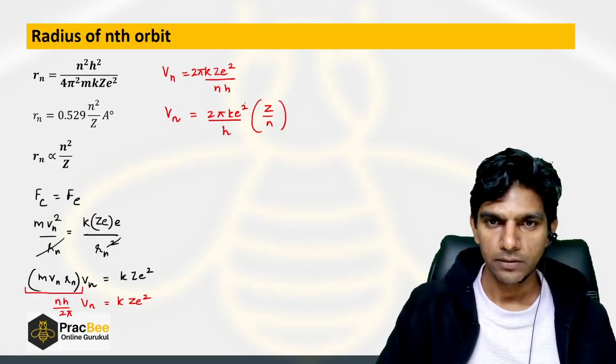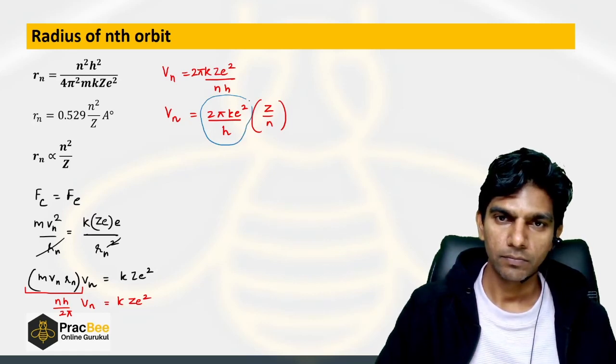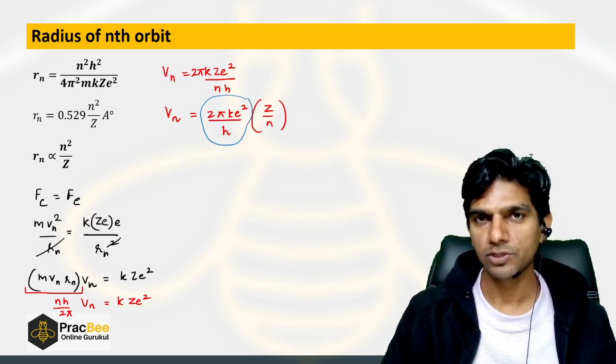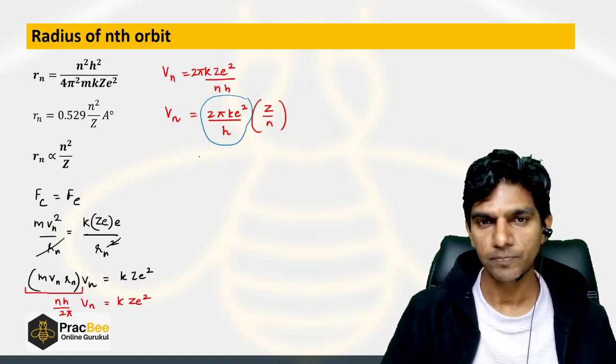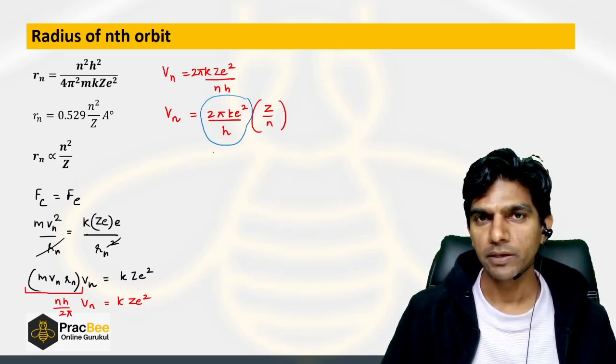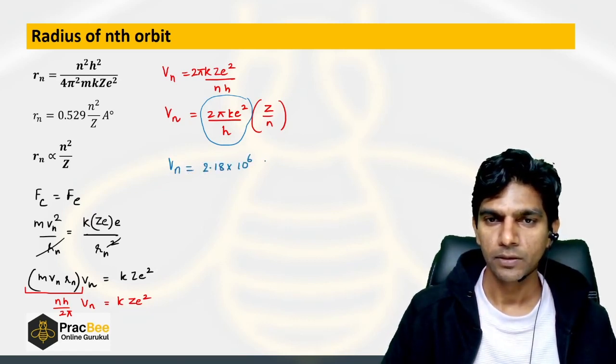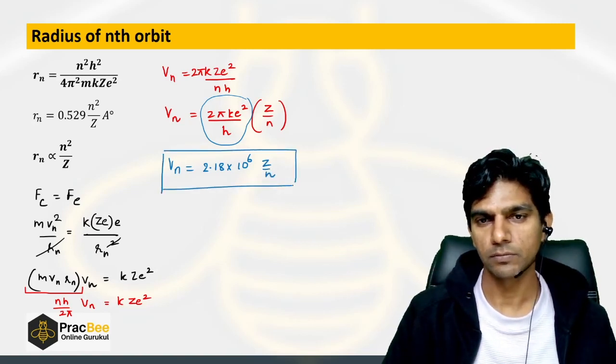Right. So if we look at this factor, it has all known quantities. K is 9 into 10 raised to power 9, e is the charge on the electron, h is the Planck's constant. So if we plug in the values, we will get Vn equal to 2.18 into 10 raised to power 6 Z by n. So you should remember this equation. There are straightforward questions from this formula.